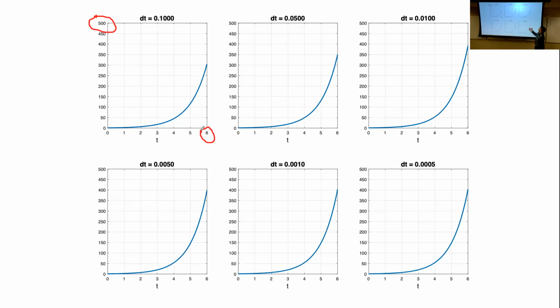Now, can anybody guess what might be the optimal value of dt? Yeah. Bottom left, 0.005. Why would you say the bottom left? Oh, it doesn't seem to change with the next two values. Okay, so I think that's a great answer. If we look here, the graphs really look pretty much the same for all smaller values of dt.